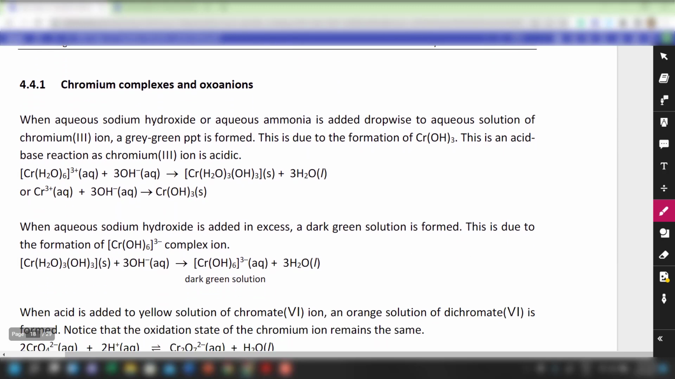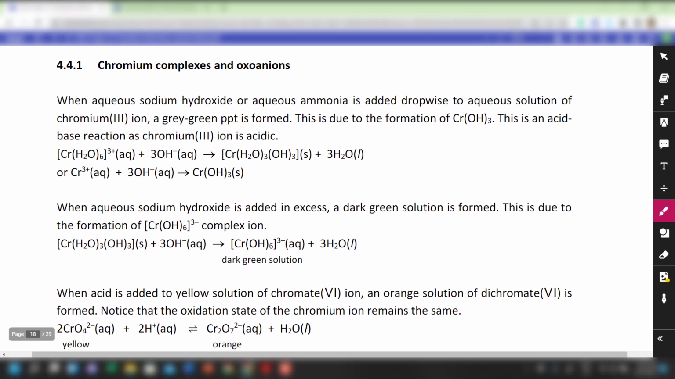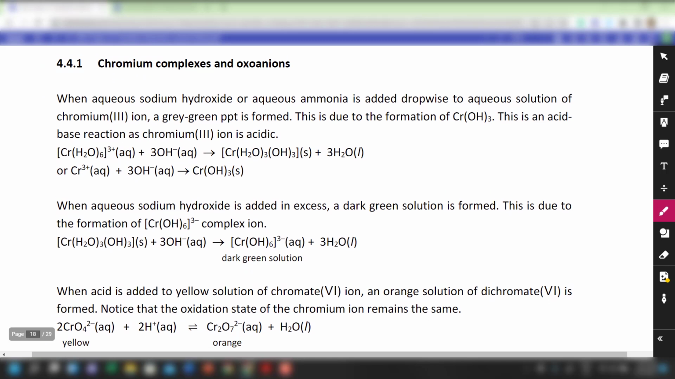Chromium complexes and oxo ions. Okay, so there is a little bit of focus on chromium complexes over here. So let us discuss a little bit. I think we have seen this in our lab. If not, we'll have a video for you on the QA experiments which you can view.